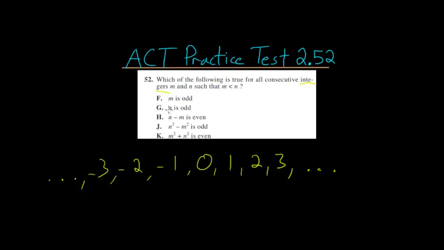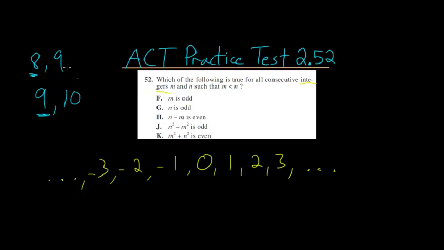So let's go through each of these choices and see if we can figure out if it's true or not. And my advice for this problem is to just pick two particular integers and see what happens to them. So if we were to pick 8 and 9 as our two consecutive integers, then for this first choice, m is odd. M is the smaller one. So in this case, the smaller one is not odd. But if I were to have said 9, 10, in this case, the smaller one is odd.